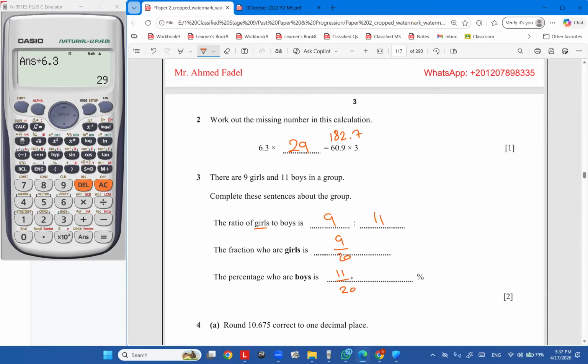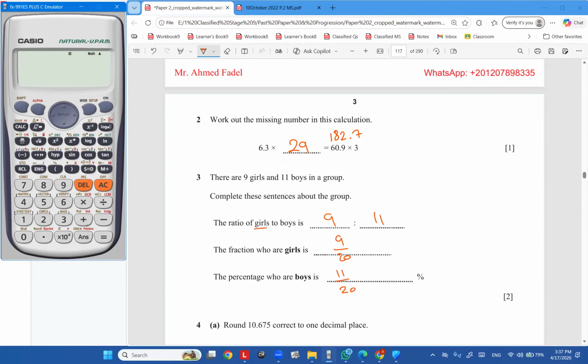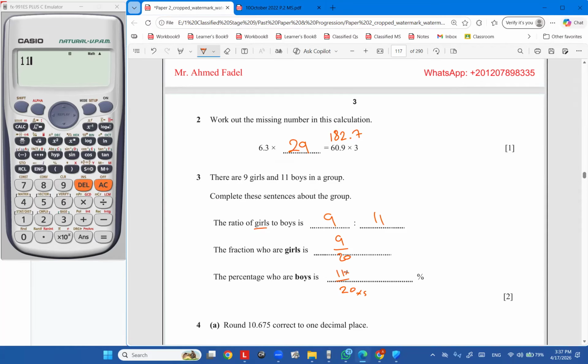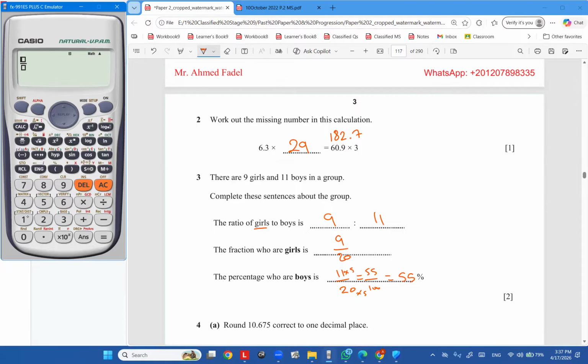But this is not a percentage. You can just do it mentally, knowing that this is times 5 and times 5, which is going to be 55. If it was paper 1 or even paper 2, you can do it very fast. I know that it's 50 over 100, which is 55%, right? Or if you want to do it on the calculator, you know that it is 11 over 20, you multiply it by 100, and it gives you 55%.